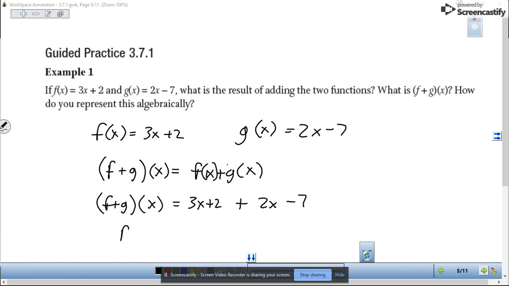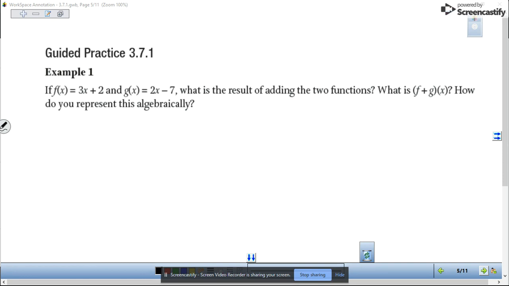Combine like terms. F plus g of x is 5x minus 5. Okay? You could factor out, you pull that 5 back out, but it's not necessary. We'll leave it like that for now. So there's your example 1. And that's your final answer. Right? We're just getting a new equation. All right?